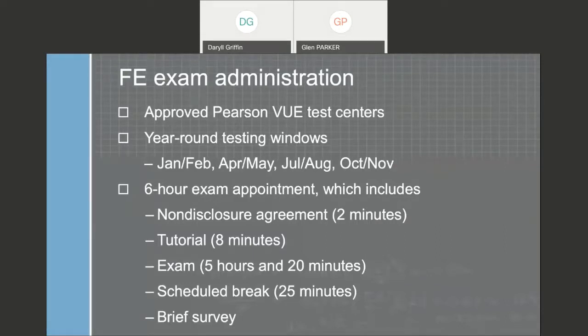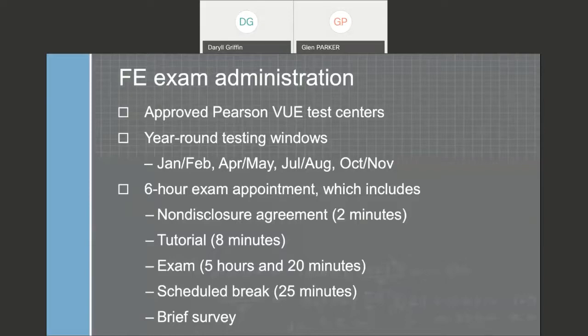And so this kind of walks through what you'll have to do. So there's a tutorial. If you go ahead and do all that ahead of time, then you don't have to sit through 8 minutes of tutorial. You can just dismiss it. And you do get a scheduled break that you don't have to take if you don't want it, but it's built in if you do want one.